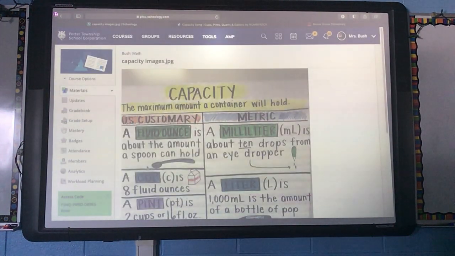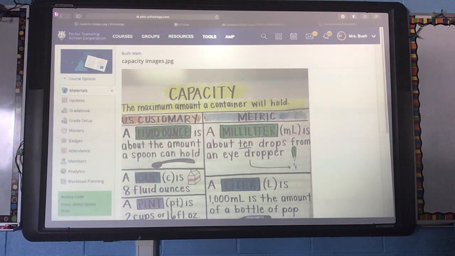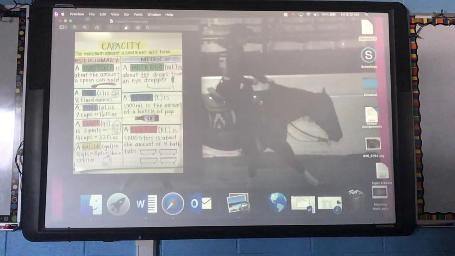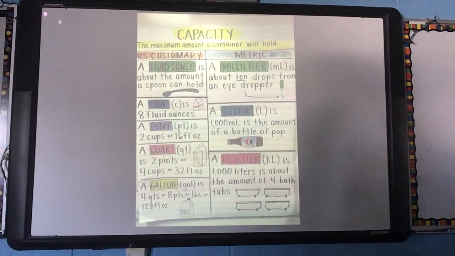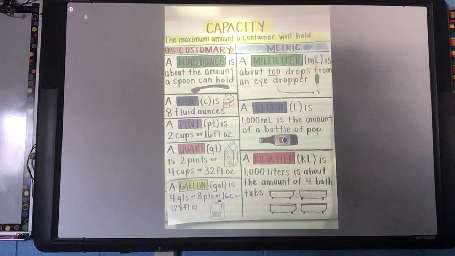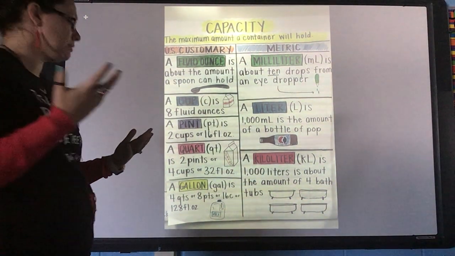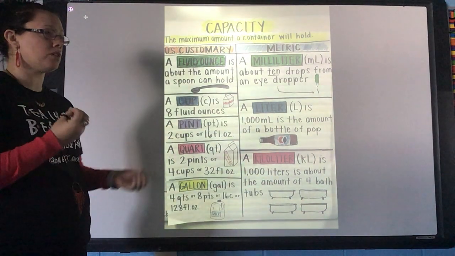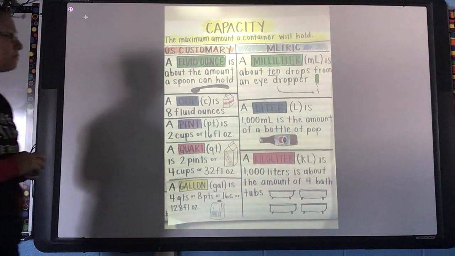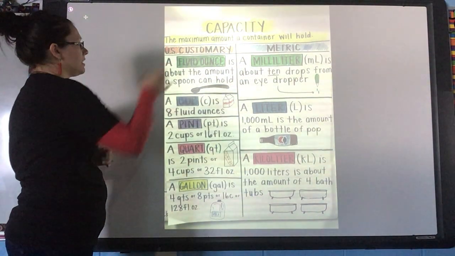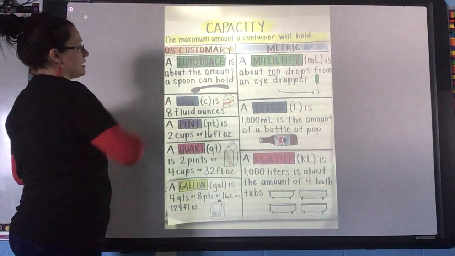All right, on Schoology, there's going to be 2 images that you need to save. All right, so just like length, we need to be able to know about how big something is, because we're going to need to be able to compare and see which one is smaller or larger to know our equation. All right, so this one is going to help you. We are only looking at the left-hand side for today, our customary units of capacity.